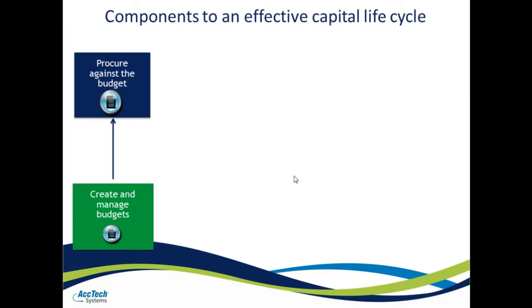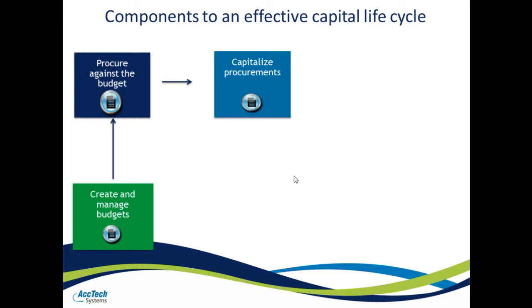Once you have those budgets loaded, you should be able to procure against them. This will allow you to report against your commitments, your spend, and will also give you your capital versus what has not yet been capitalized. Then you can capitalize those procurements in your fixed asset module. This should then be listed as part of your balance sheet as capital items.